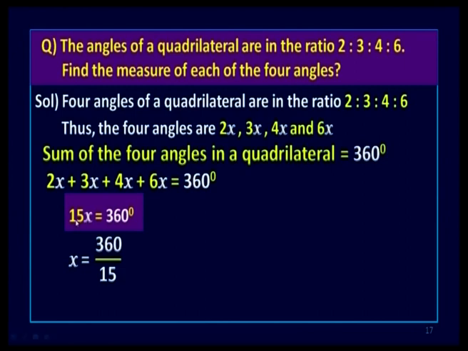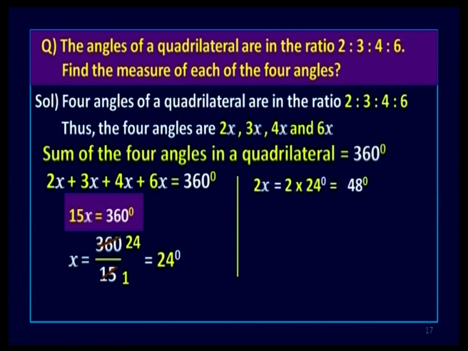As it is 15 into x, when it goes to the right hand side, it will become divided by. So can we cancel this, children? Yes. 15 1s are 15, 15 2s are 30, 15 4s are 60. So what am I getting here? Yes, I am getting 24 degrees.